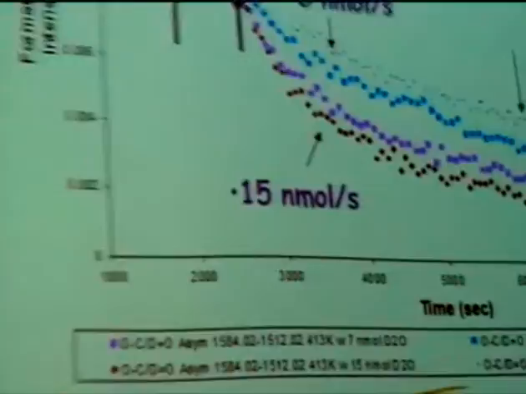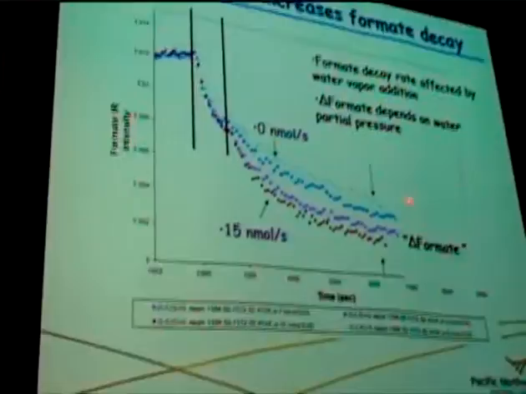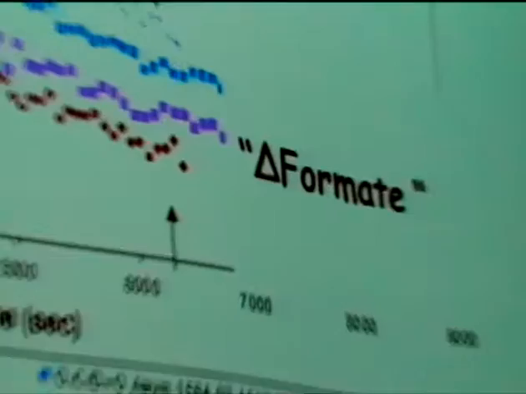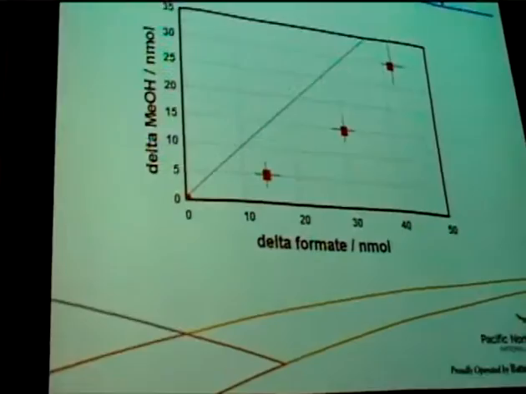So this curve looks like, you can talk at a certain time when the methanol is finished coming out, you can say, well, here's the change in the extra formate decomposition that's caused by water addition, and compare that to the methanol that was made during these pulses, and that's shown on the next slide. And so stoichiometrically, it's reasonable, right?